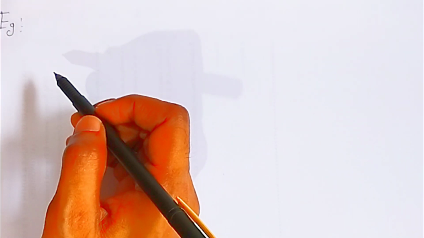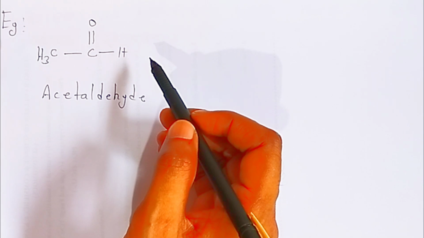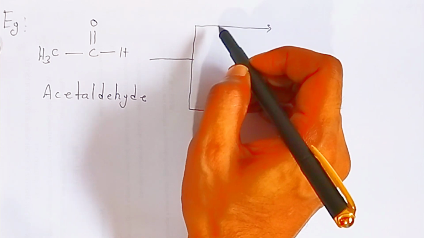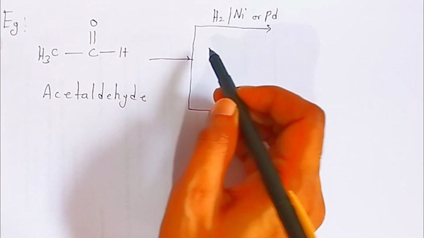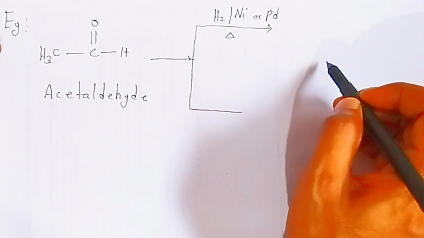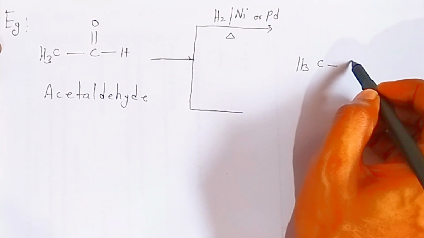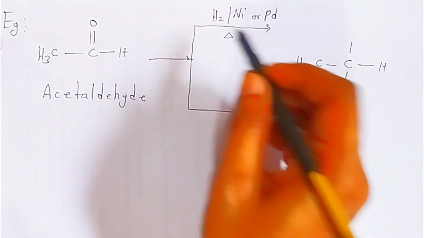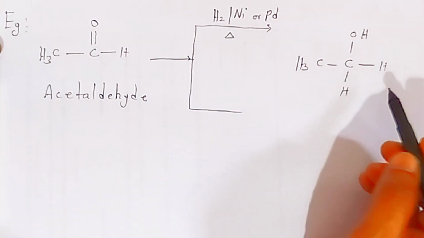For example, students, if you want to reduce any aldehyde, suppose I am taking a simple aldehyde like acetaldehyde. In examination sometimes they may ask the action of hydrogen gas in presence of nickel or palladium. So this way, students, you can write it and just heat it. What happens? The CH3 stays, and the double bond becomes a single bond, CH2. Now this addition reaction will take place, so it will convert into ethyl alcohol.